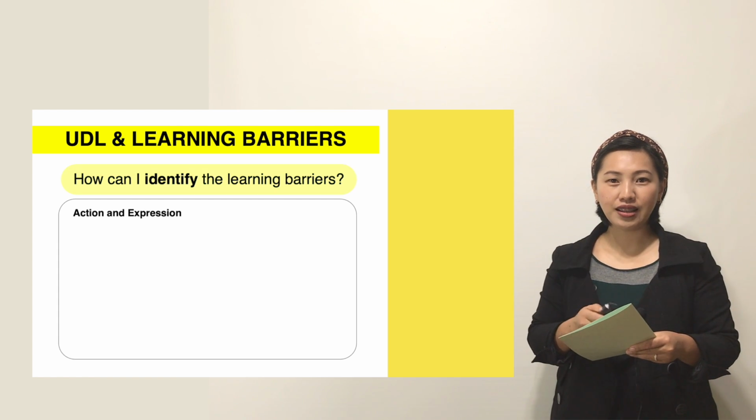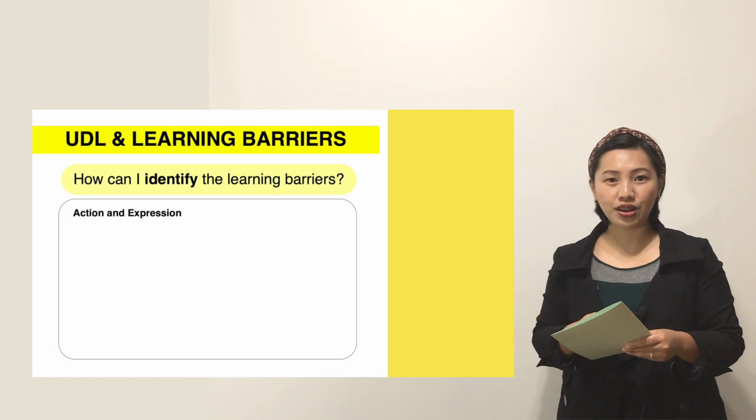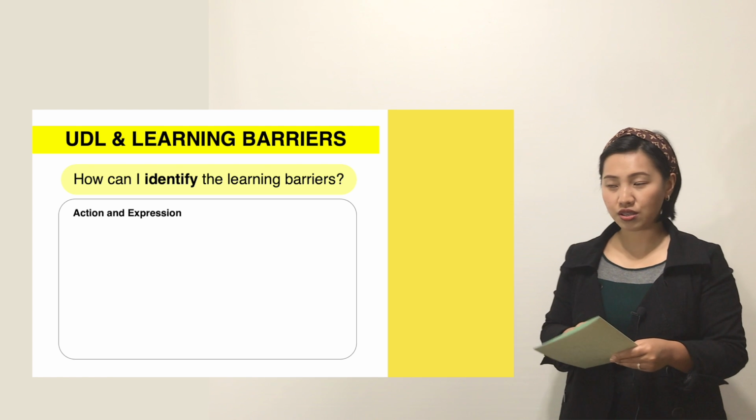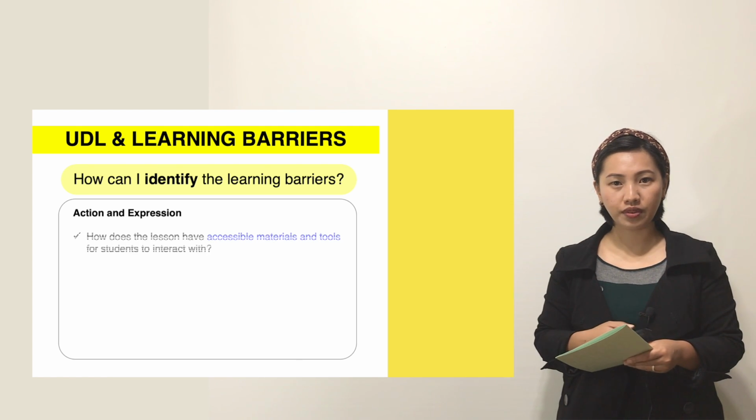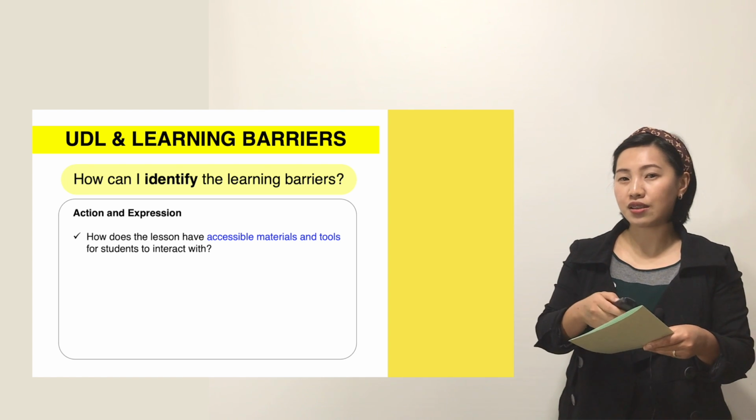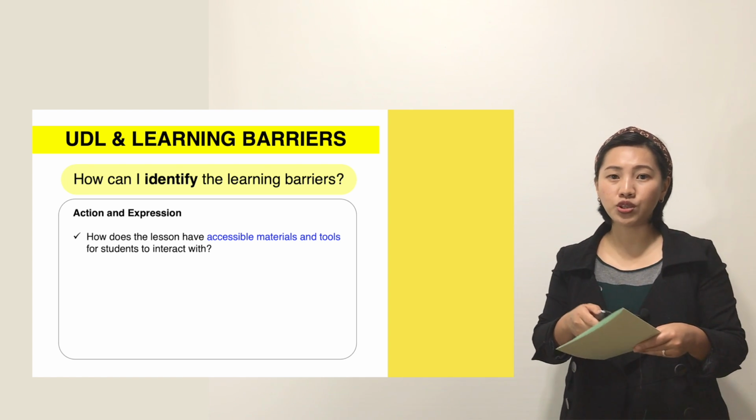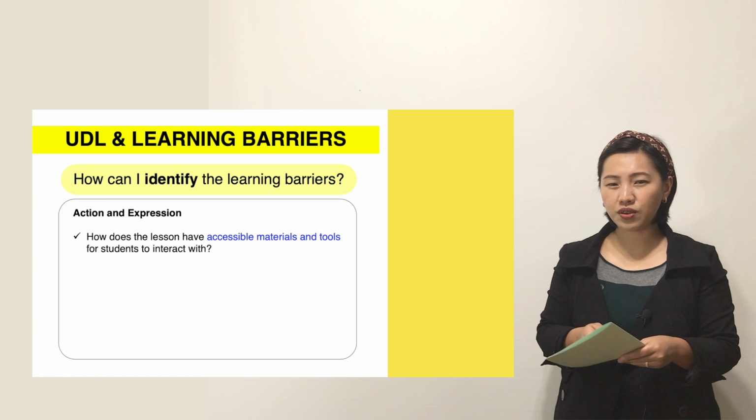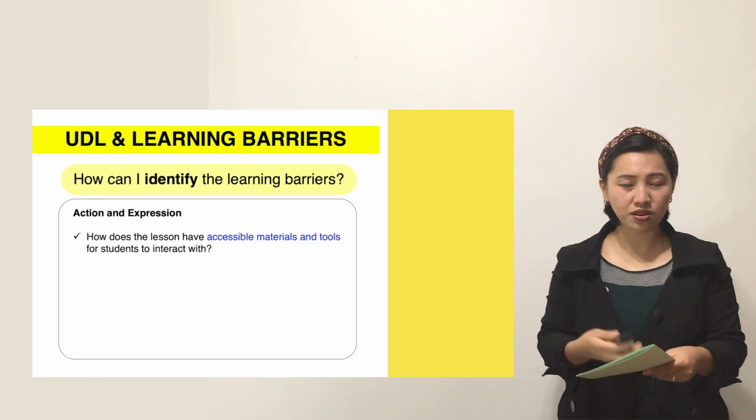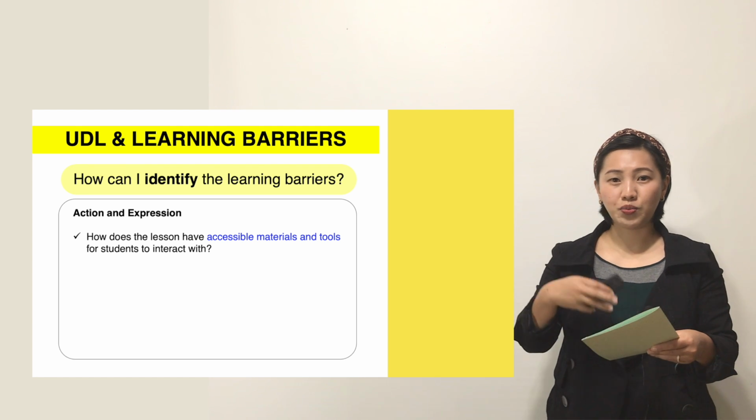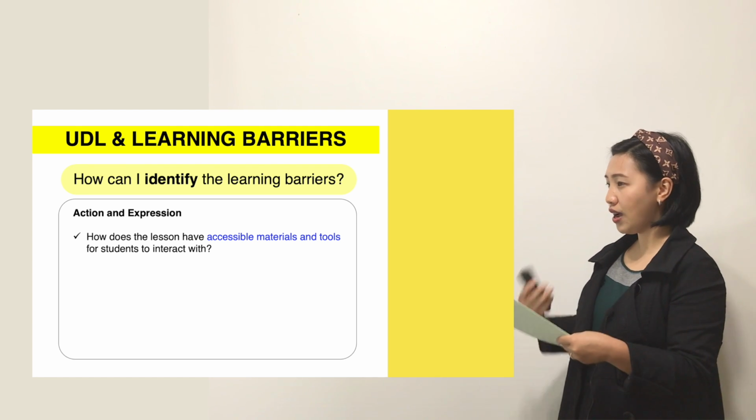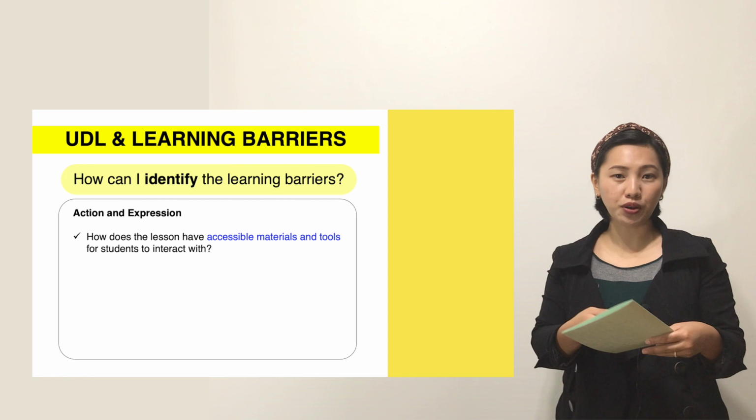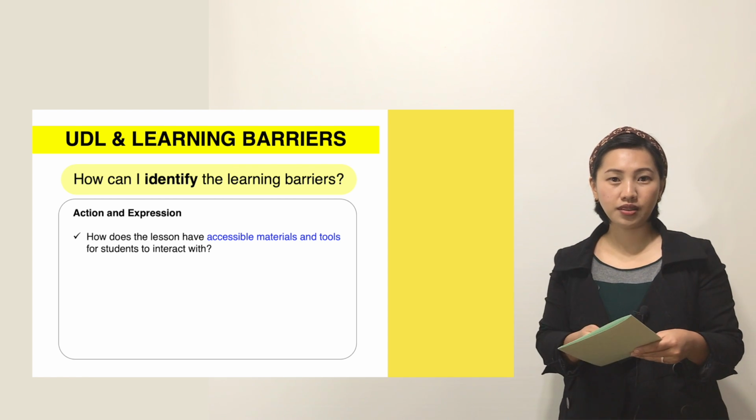Moving on. Lastly, on the principle of action and expression. While preparing resources and evaluation activities, ask yourself these questions. How does the lesson have accessible materials and tools for students to interact with? Or can we provide our students appropriate resources? What if we can't? Then your method will be wasted, right? You have the method, you provided them several methods on how they would use the tools and understand the information, but then you cannot provide the proper tools.